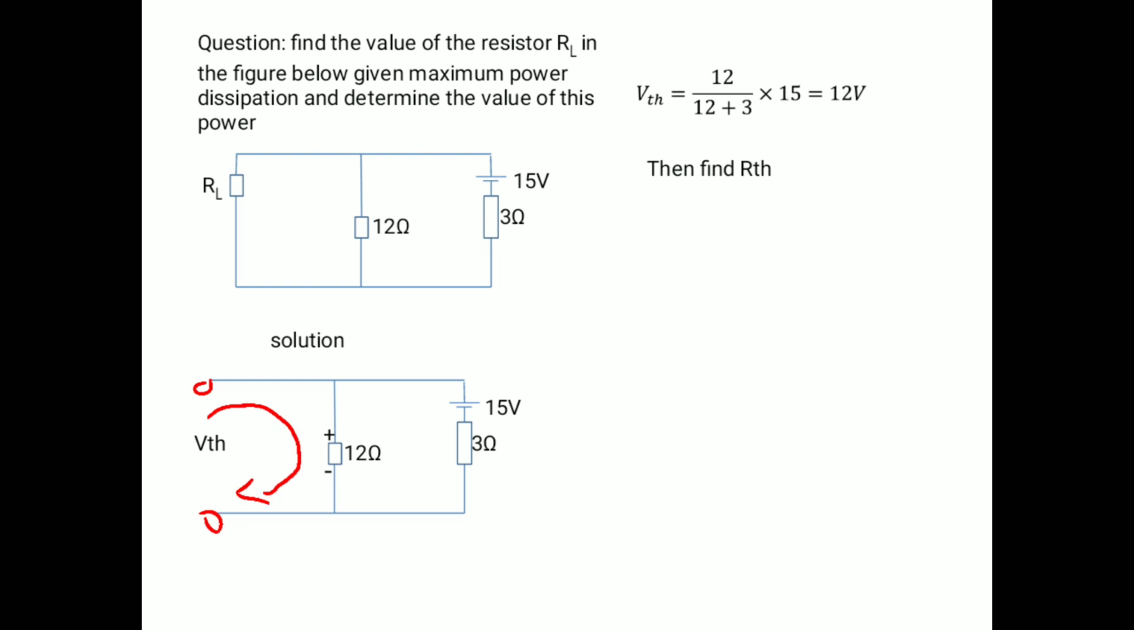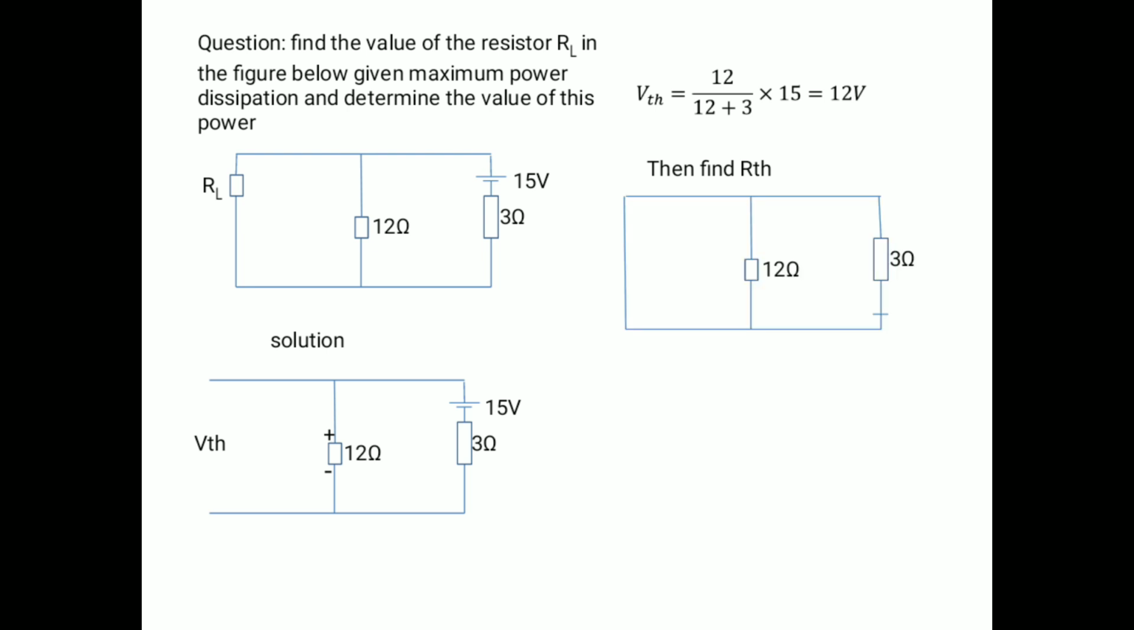Okay, then now we can go ahead to find RTH. How do we find RTH? Remember, to find RTH, replace all voltage sources with a closed circuit, then all current sources with an open circuit. In this circuit, we don't have a current source, so this is what we do. When we replace all the voltage sources with a closed circuit, we have this. You see that? And now from that diagram, it is obvious that the 3 ohms resistor is in parallel with the 12 ohm resistor.